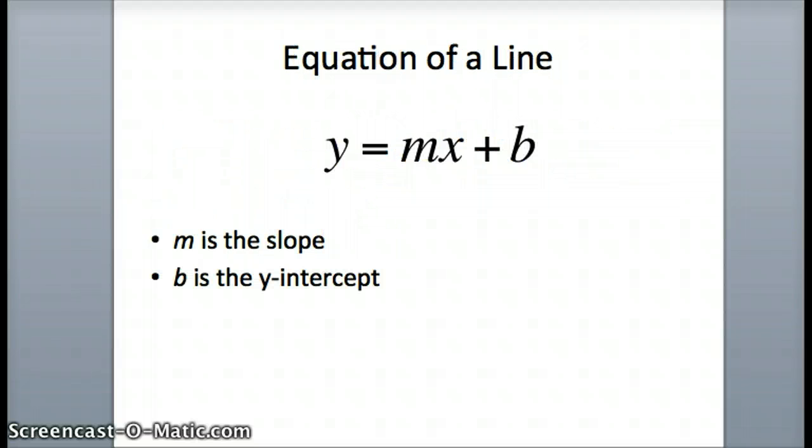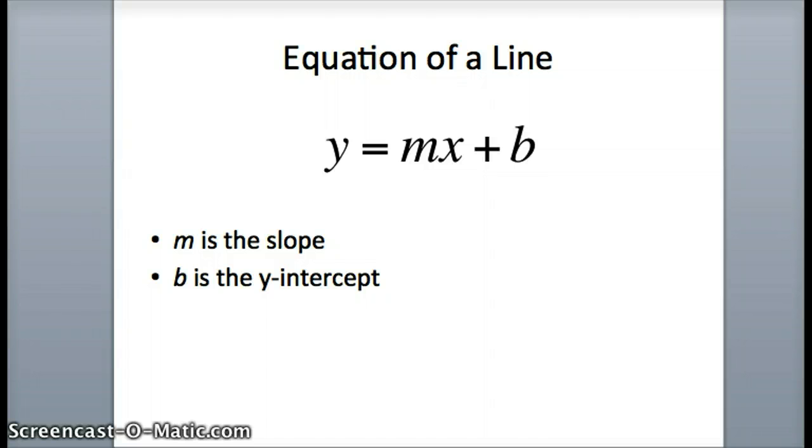Now, to remind you, the equation of a line can be expressed in the form y equals mx plus b. m is the slope and b is the y-intercept. So our goal in this lesson is to find the slope and to find the y-intercept. Once we have that, we will have our line that will enable us to make the prediction.